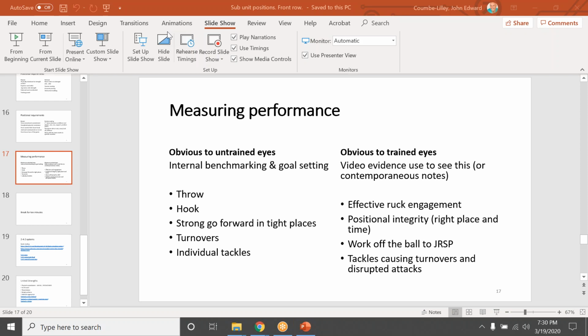So when we're working together with loose heads and tight heads and hookers, as we are with all players, there's the things that everybody can see, and then there's the things that people who know rugby and know the game can see. And so what we want to be is definitely the first one, like obviously seeing the obvious, because we want to deal with the obvious first, but then it's the unseen things to the untrained eye that they might not see that we want to contend with.